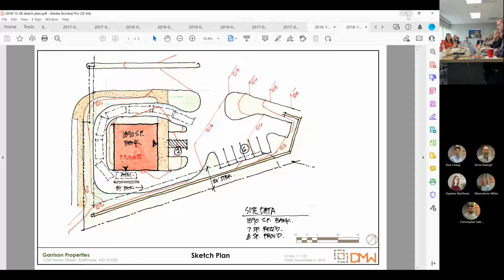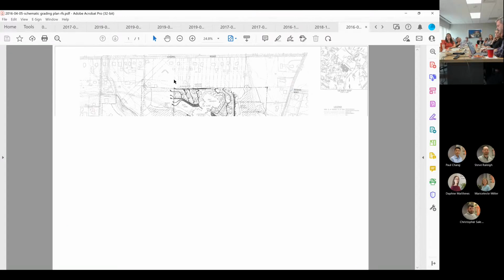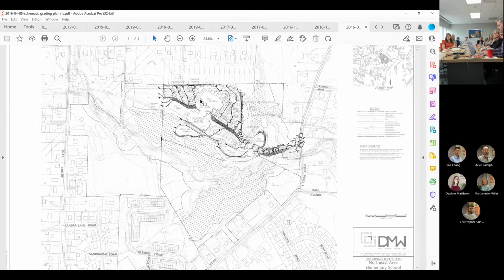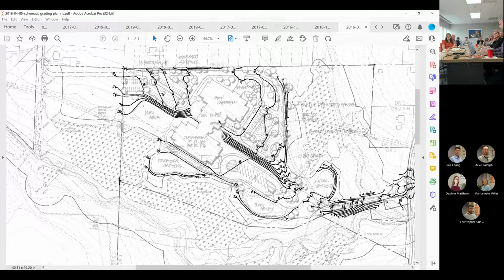Another type of institutional property are schools. As you know, we've done a couple. This is Honeygo Elementary, and I think Christy probably remembers this. That's sort of the layout and the grading combined. In this case, with schools, they're usually not maximizing every square foot of land, although Lansdowne did a pretty good job of that.